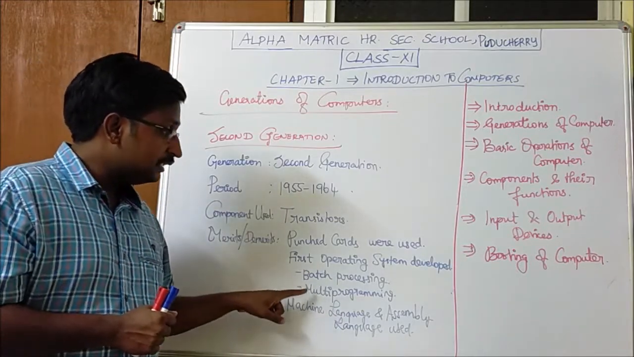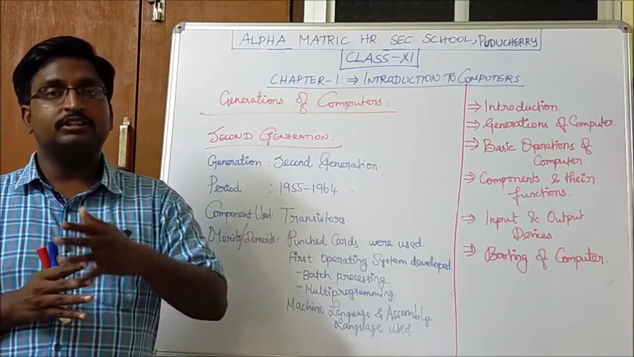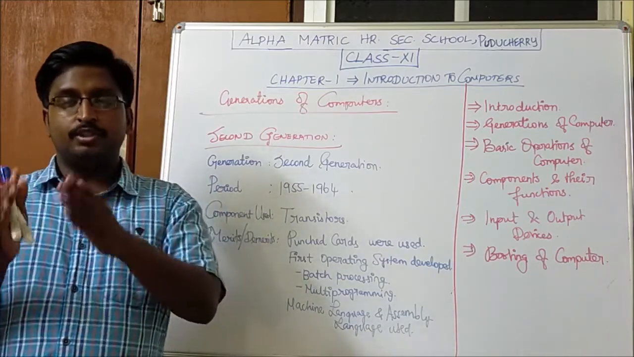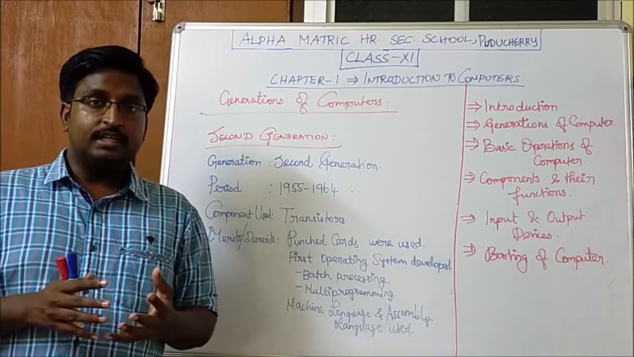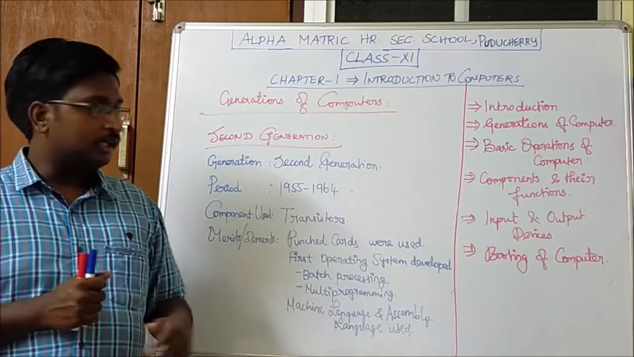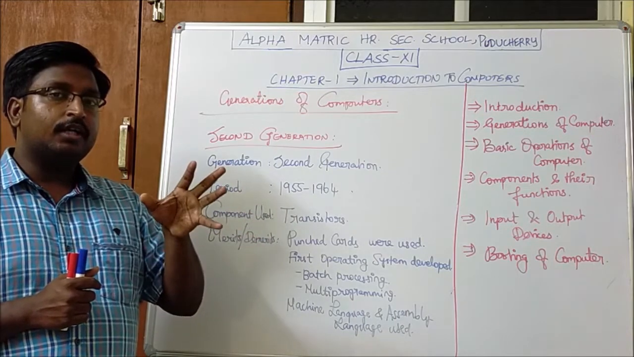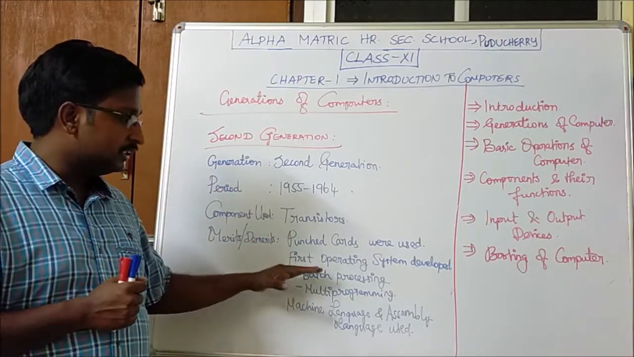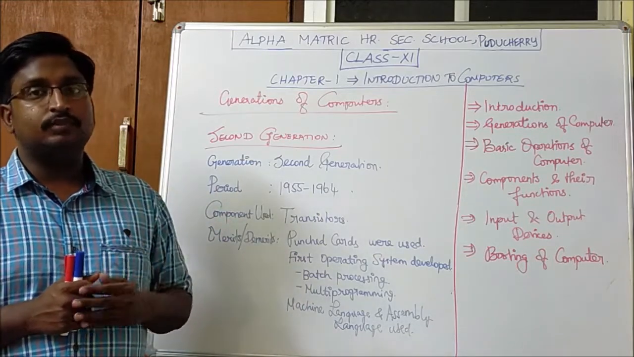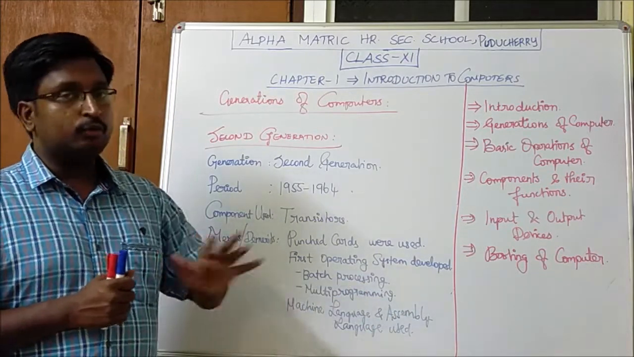They have also implemented multi-programming. Multi means various, two or more. Simultaneously, they process the information. They have separated the information into various groups for processing, and they have processed them simultaneously. That is multi-programming. By implementing these two concepts, they have reduced the processing time and increased the speed of the processing. And the last one is that machine language and assembly language were used.